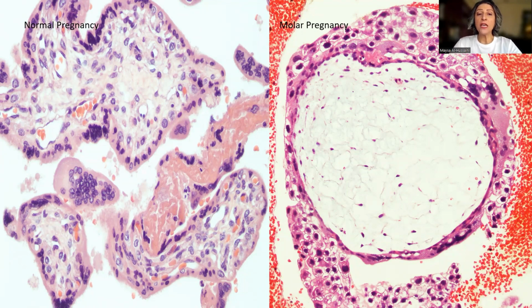However, to differentiate between partial and complete mole, it's important to note a few things that are present within the villi and around the villi and can help us sort out this differential diagnosis, which is important because of the risk of transformation to malignancy in the future, which is much higher with the complete hydatidiform mole.